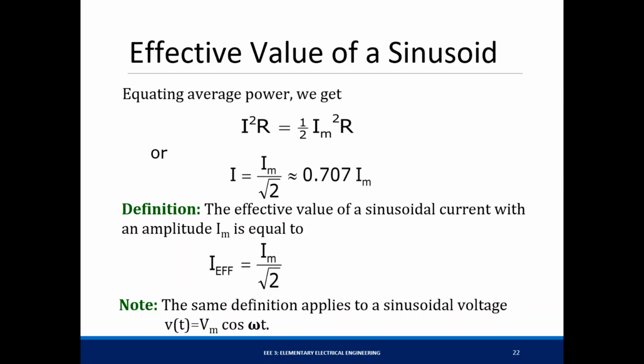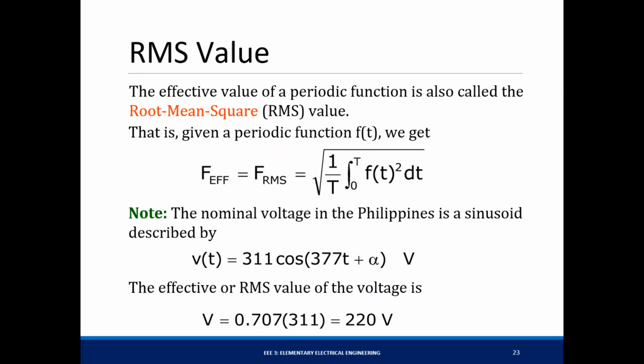So equating the average powers, this is for DC, this is for AC, you can solve for I sub eff, the effective current of the sinusoid across the resistor. You get this expression right here. So this is the effective value of a sinusoidal current with amplitude I sub m. This is just for current, but the same definition applies to a sinusoidal voltage. We call this the root mean square value, RMS.